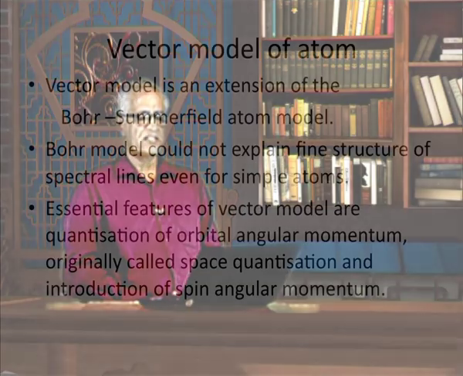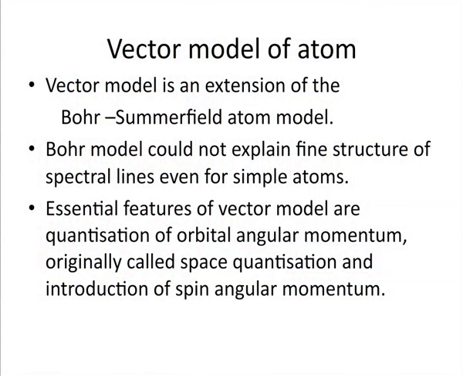Now, we talk of vector model of atom. Vector model is an extension of Bohr-Sommerfeld atom model. Bohr model could not explain fine structure of spectral lines even for simple atoms. Essential features of a vector model are quantization of orbital angular momentum, originally called space quantization, and introduction of spin angular momentum.